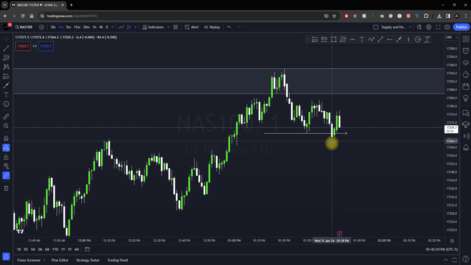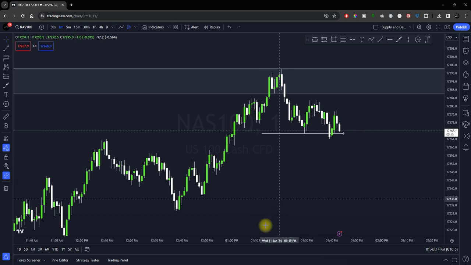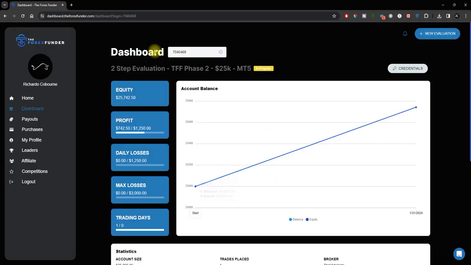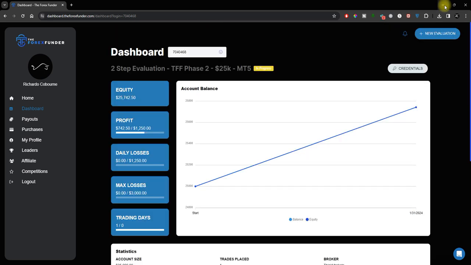So right now I only need about 500, somewhere in the 500 range, to end up passing the challenge. So on the TFF, you can see the phase two, right? I took one trade on that account, and there's the 742.50. Okay, that's TFF.